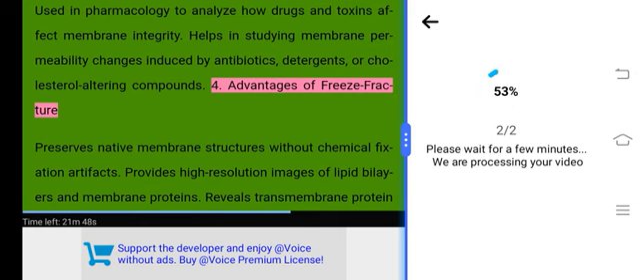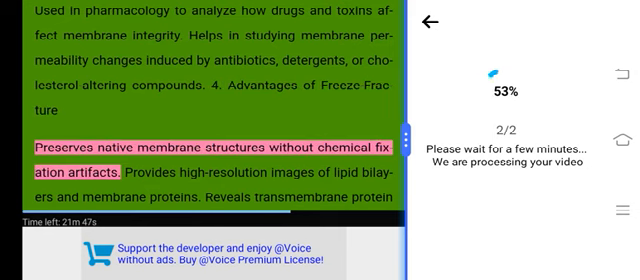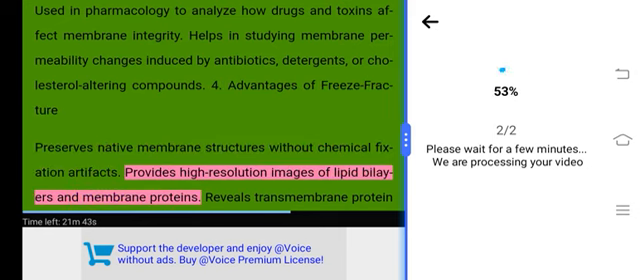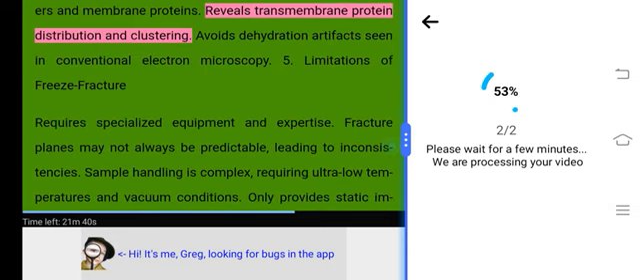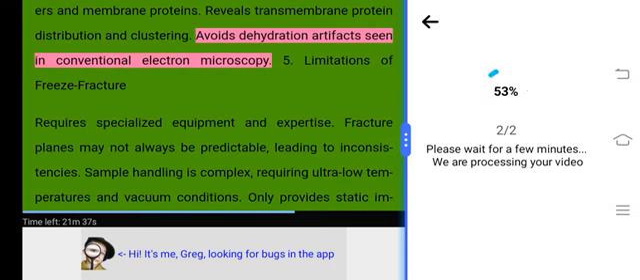4. Advantages of freeze fracture. Preserves native membrane structures without chemical fixation artifacts. Provides high-resolution images of lipid bilayers and membrane proteins. Reveals transmembrane protein distribution and clustering. Avoids dehydration effects seen in conventional electron microscopy.